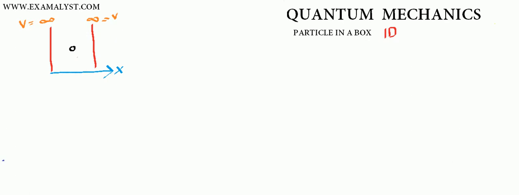Now many people make a mistake. They think that it's a box, so you have two walls and you confine some particle in between the two walls. Then many people visualize this as, like in classical mechanics, you take two walls and you place a ball in between and the ball is bouncing. So this is entirely wrong.